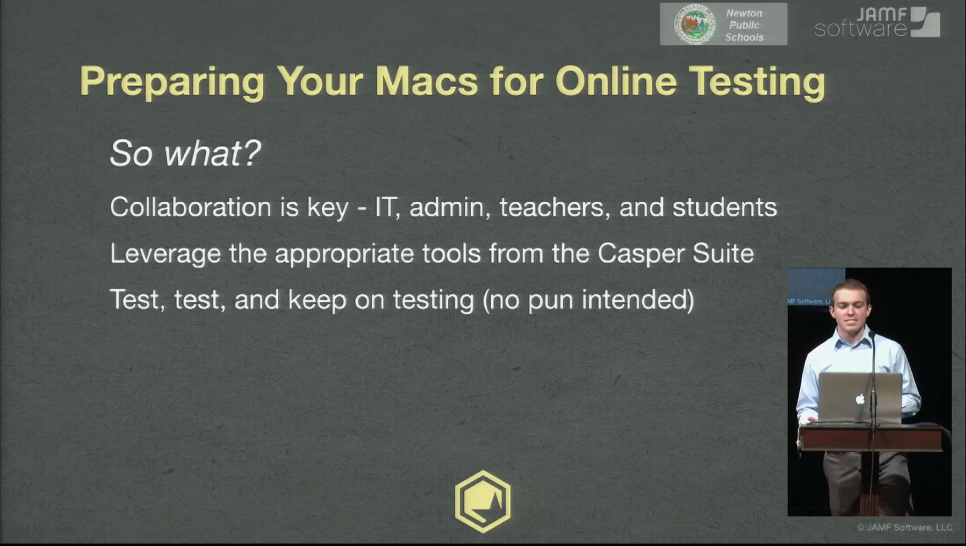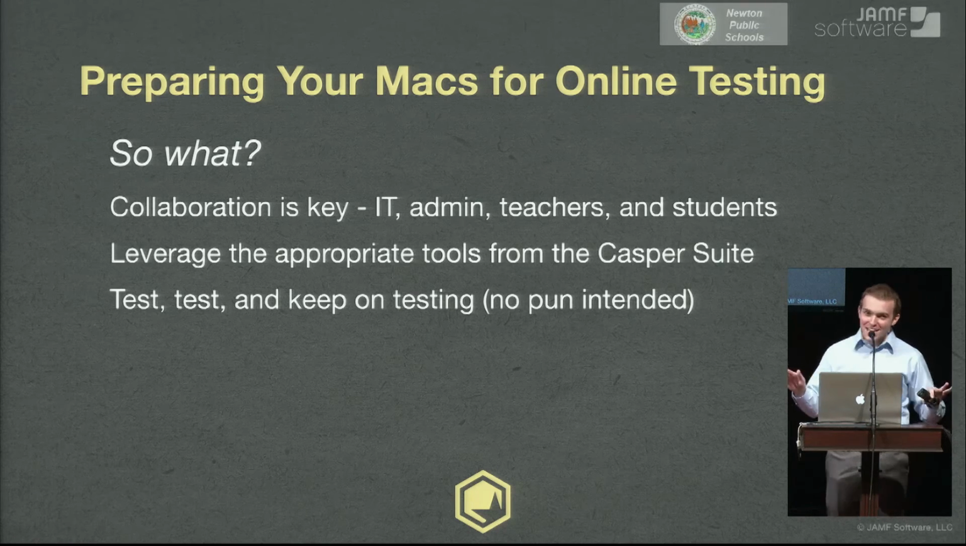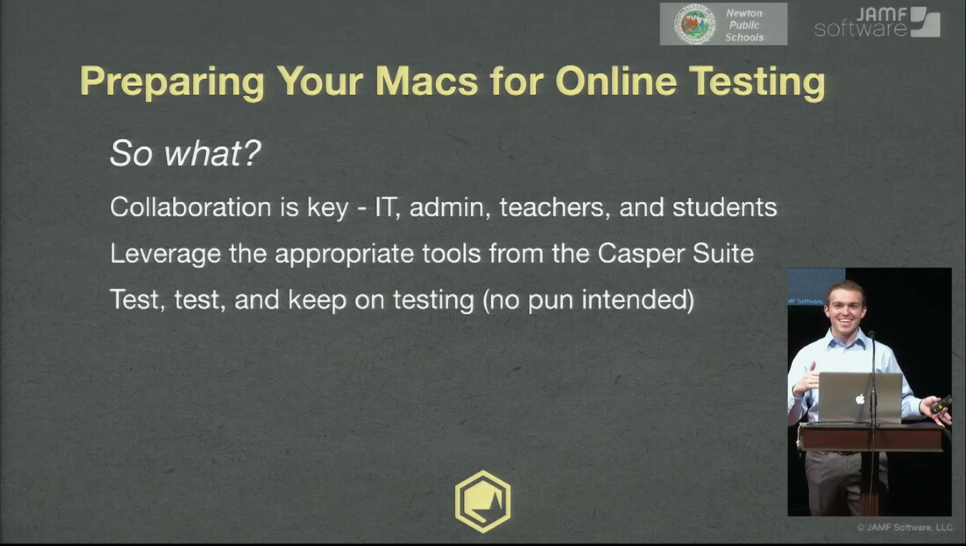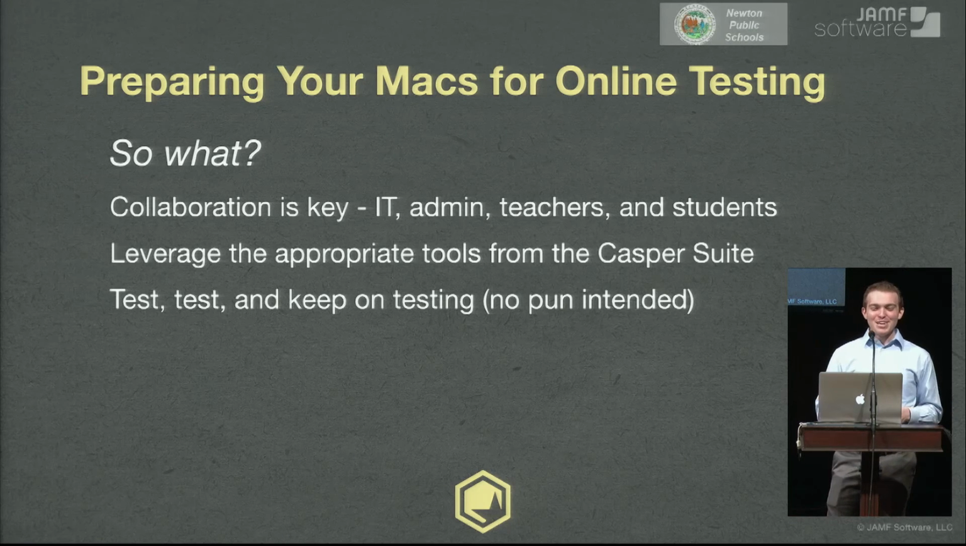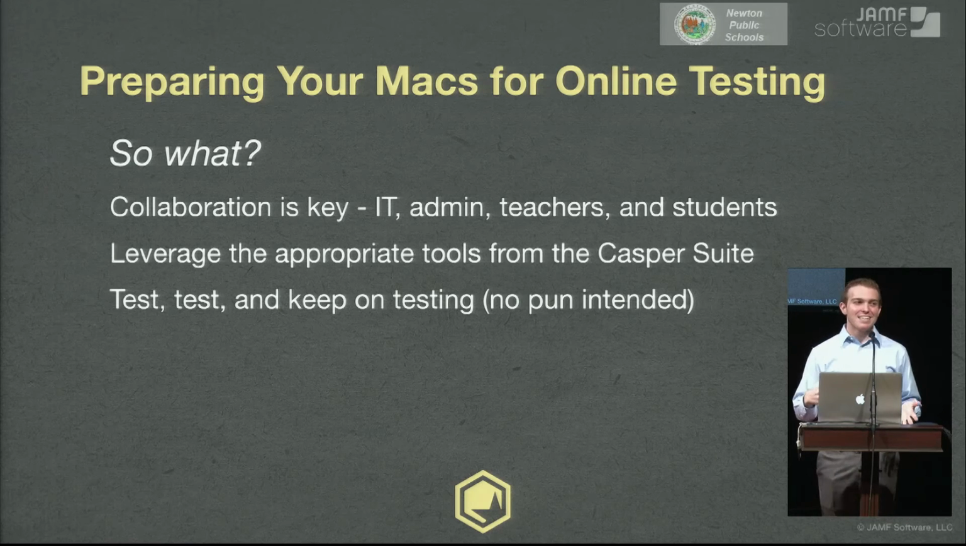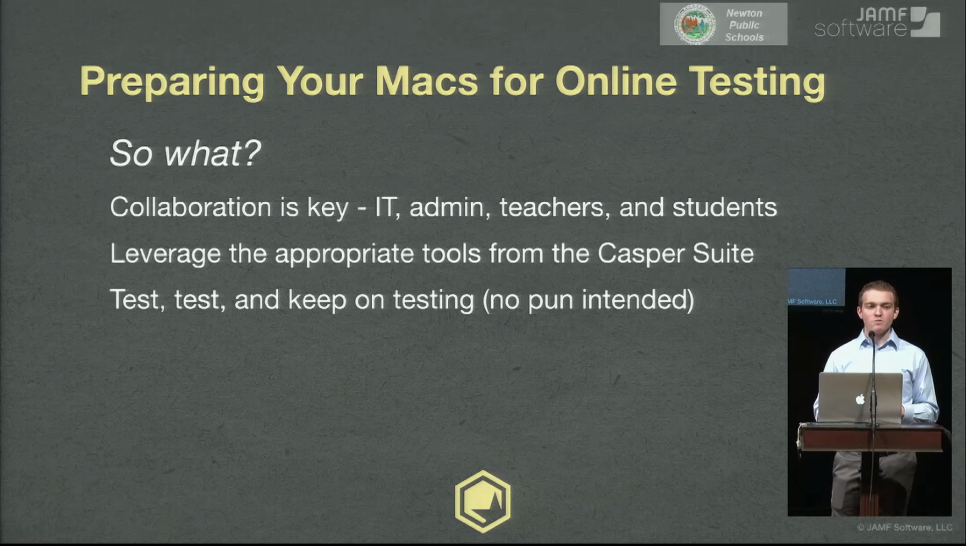And then test, and keep on testing. I had to write "no pun intended" because this is about online testing, get it? I know, lame joke, but it ties back to that core concept of Agile development: you have to be on your feet. You have to be changing things constantly based on testing, and this would have been a really unsuccessful initiative if we hadn't done so much testing. And all of these tie together. Collaboration was key to the testing. Casper was key to the testing. All of these were important elements.